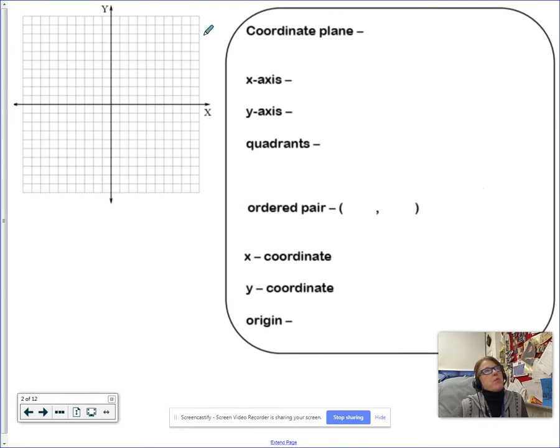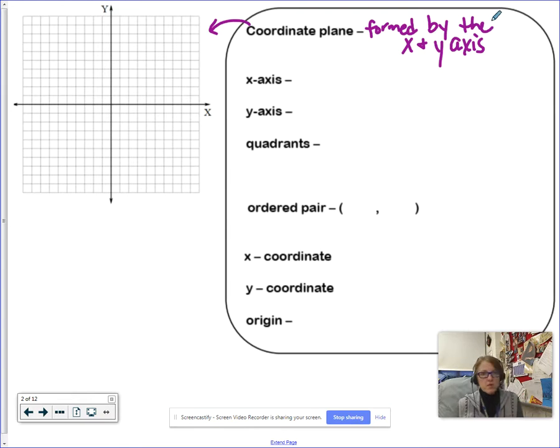Okay, the coordinate plane, that's this right here. In fact, just draw a little arrow. But basically, we're just going to say it's formed by, or when you draw, the x and y axis. So then we say, well, what is the x and the y axis? Well, you can see here's x. The x-axis is basically a horizontal number line.